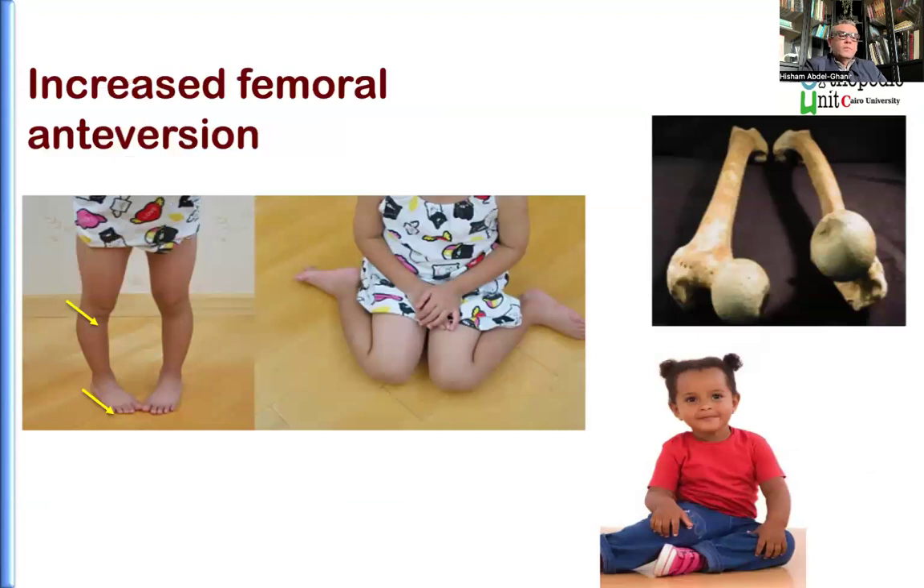This child with increased femoral anteversion, when they walk, the femur is rotated, and it will take with it the tibia and the foot. So the patella is looking inward and the foot is looking inward also. This is increased femoral anteversion. Because there is increased internal rotation of the hip, these children sit in a W sitting position, because they cannot externally rotate enough to sit in an externally rotated or cross-legged position.